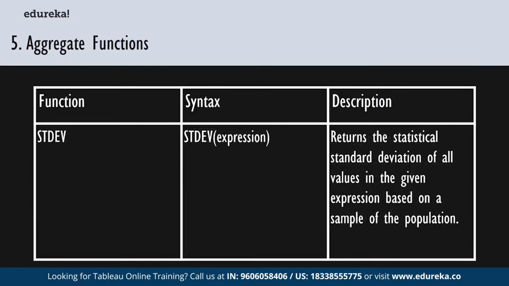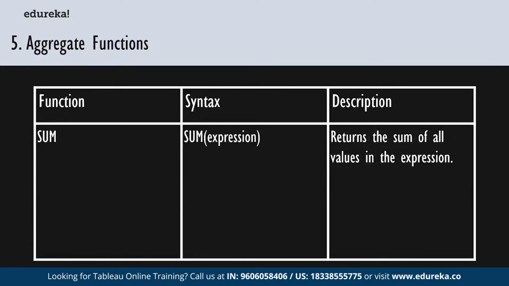Next, we have standard deviation, which returns the statistical standard deviation of all values in the given expression based on a sample of the population. Now, the same thing for the entire population and not the sample is the standard deviation of population. It basically returns the statistical standard deviation of all values in the given expression based on a biased population. Next, you have sum, which is also the default aggregate allotted to all the measures and dimensions that you use. It returns the sum of all values in an expression, and of course it can be used only with numeric fields, and null values will be ignored.